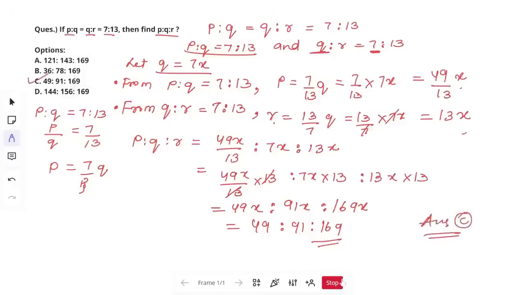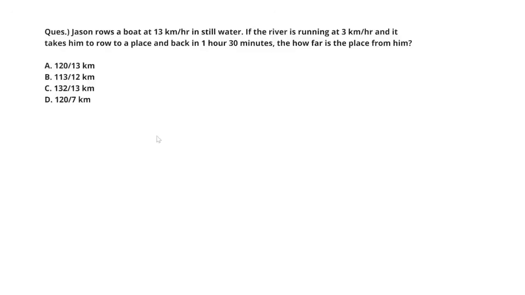Hope you have understood it. So let's look at this question. How can we solve this? The question is, Jason rows a boat at 13 km per hour in still water. If the river is running at 3 km per hour and it takes him 1 hour 30 minutes to row to a place and back, how far is the place from him? The options are 120 by 13 km, 113 by 12 km, 132 by 13 km, and 120 by 7 km. Let's see how we can solve this question.